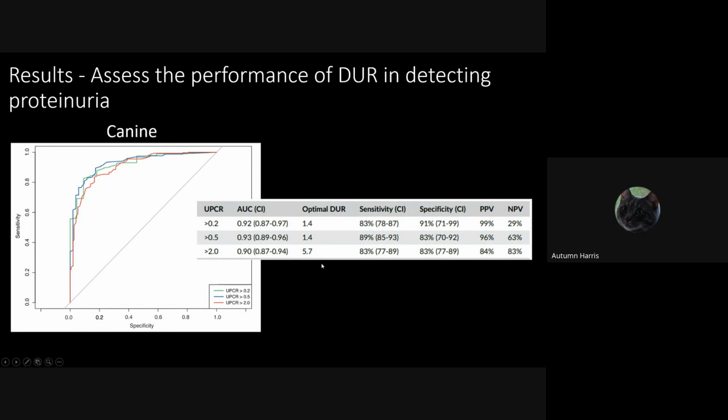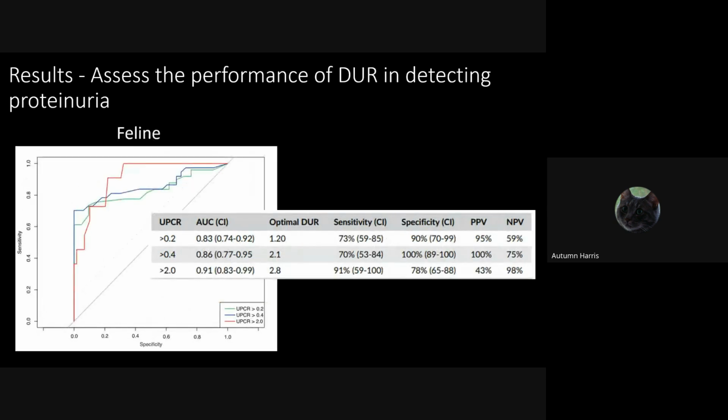They found the optimal cutoff of 1.4, which is close to what that previous study used of 1.5 as the cutoff, was pretty good sensitivity and specificity for detecting proteinuria, and it had a pretty good positive predictive value. The negative predictive value is not quite as good.